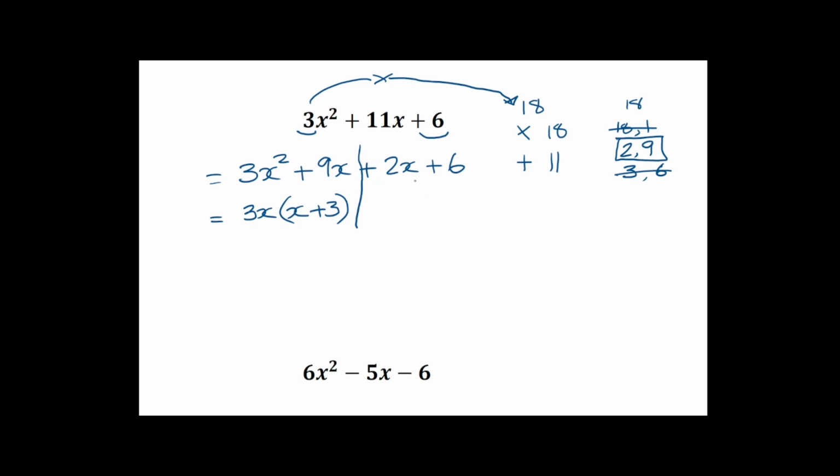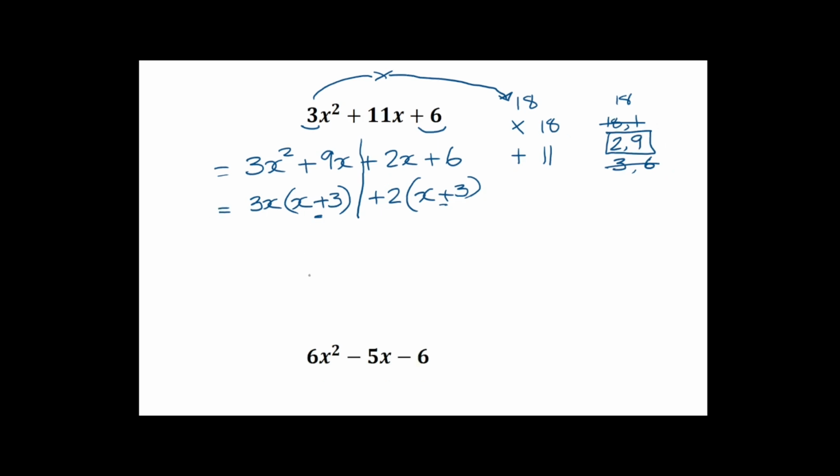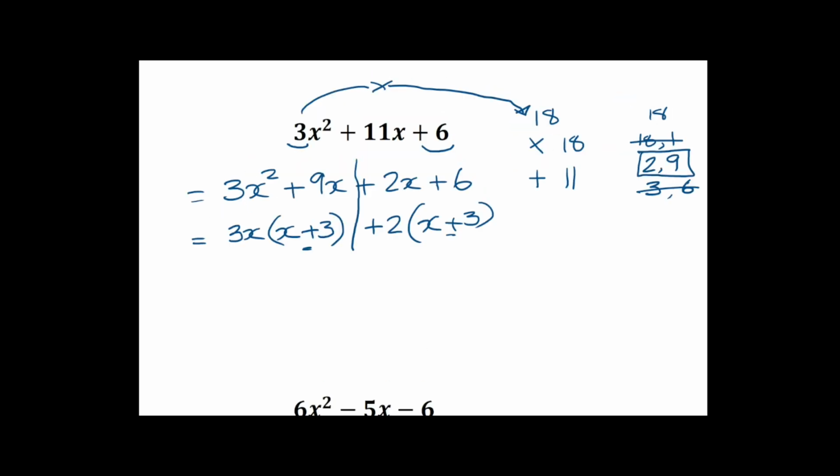Can we factorize this? Do they have any term in common? Well, the answer is yeah, they have 2 in common. 2 times what gives us 2x? 2 times what gives us 6? These are the same brackets, so we know we're on the right track. And now we can combine those brackets, because now these are common terms.